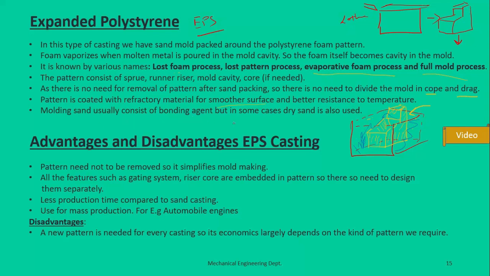The molding sand that we use here, around this pattern, consists of a bonding agent, but in some cases it's dry, right? Normally we use some binders like thermoset binders, but in some cases we also use dry sand in the EPS process.